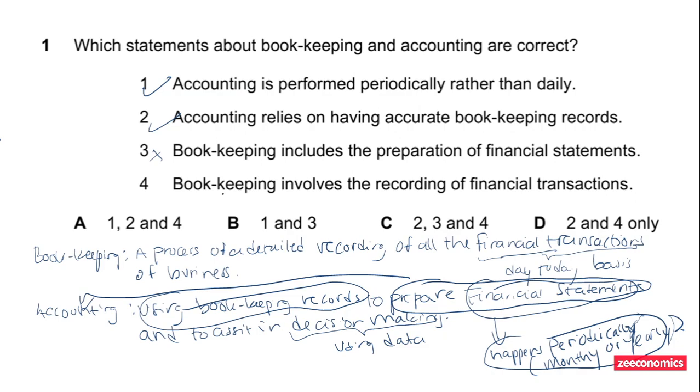Option number 4, bookkeeping involves the recording of financial transactions. That is correct. Here, as you can see, the definition of bookkeeping is actually recording all the financial transactions. So the correct answer would be 1, 2, and 4, which is A.